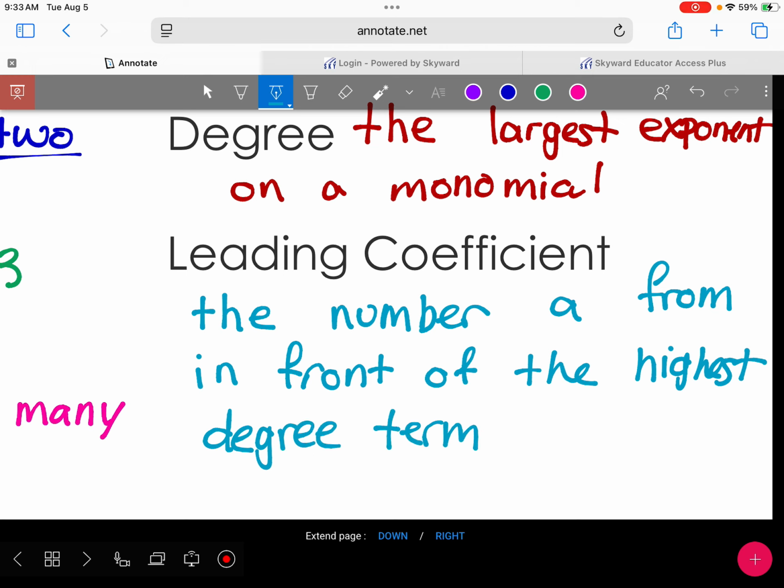So our degree comes from the biggest exponent of any of our terms. Term is oftentimes what we'll call the monomial. So the biggest exponent of any term, and the leading coefficient is the number in front of it. They're not always going to give us our problems in biggest to smallest order, so sometimes we're going to have to look around and look closer.